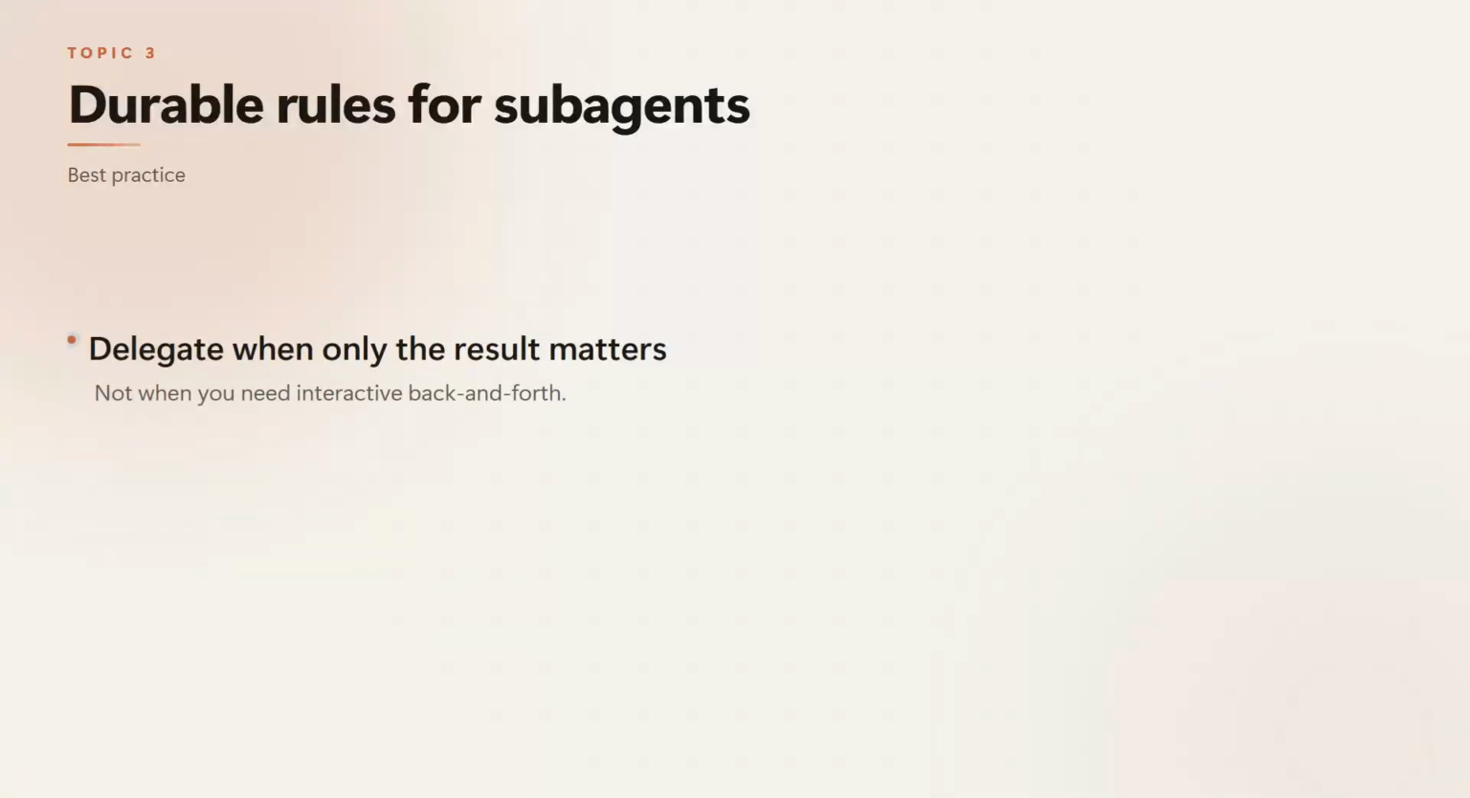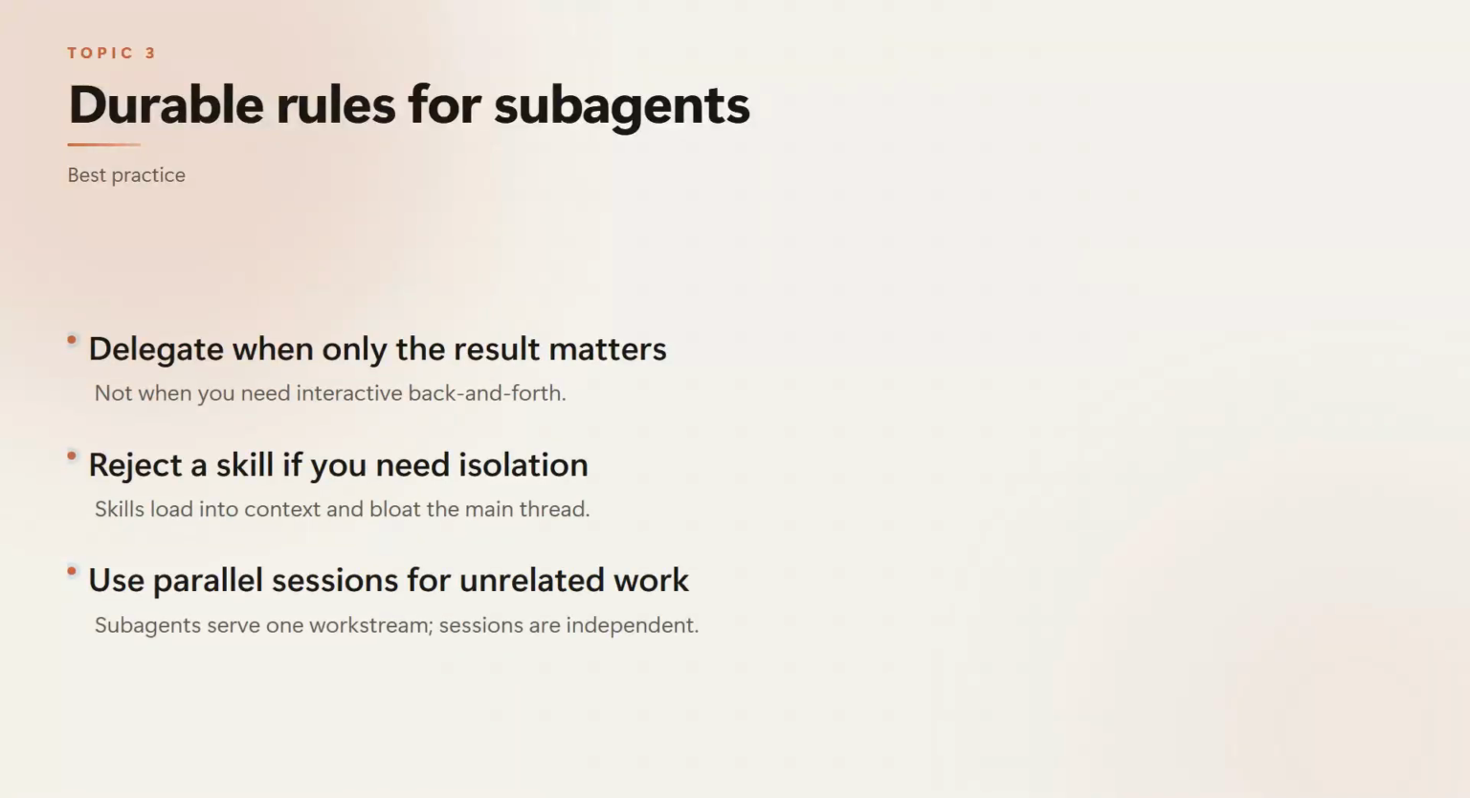The durable rule is, delegate to a subagent when the work is tightly scoped and you only care about the result, not the process. If you need to discuss the work as it happens, keep it in the main thread. Reject a skill for this not because skills are bad, but because they load into your context and defeat the purpose of isolation. And if the work streams are truly unrelated, different projects, different goals, spin up a parallel session instead. This rule holds whether you are building next year or the year after, because it is about matching the tool to the communication pattern, not about a specific product version.